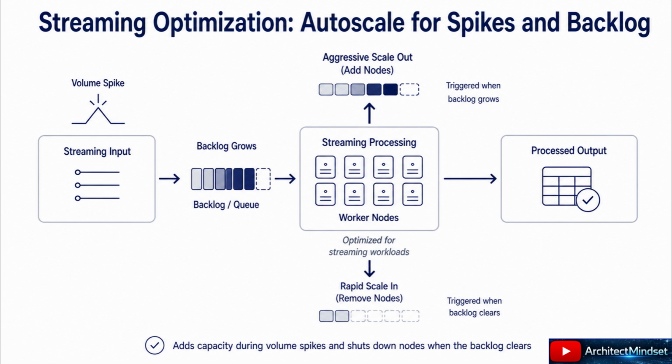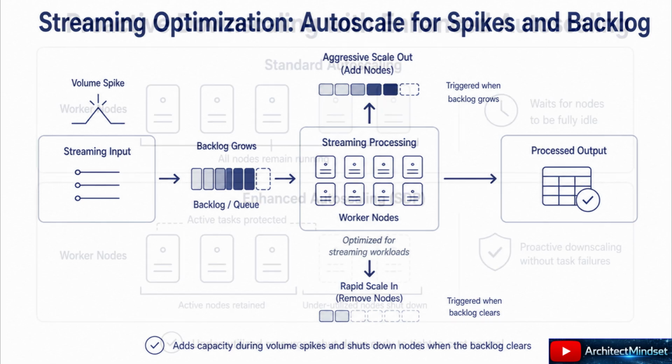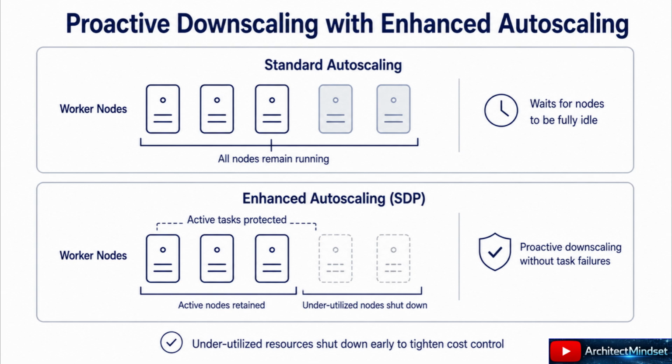Enhanced autoscaling is specifically optimized for streaming workloads, capable of aggressively adding nodes when data volume spikes and shutting them down when the backlog clears. If the queue is growing, it scales up aggressively to catch up, then scales back down once the stream is back to real-time latency. For large batch loads, it identifies when the shuffle phase is over and starts decommissioning nodes even before the entire job is finished, which is where a lot of cost saving happens. Unlike standard autoscaling, which waits for the nodes to be fully idle, enhanced autoscaling can proactively shut down underutilized nodes while guaranteeing no task fails, ensuring tighter cost control.